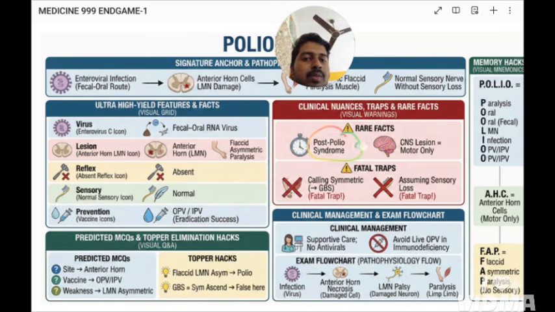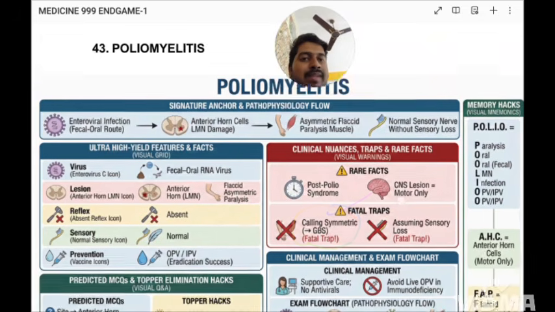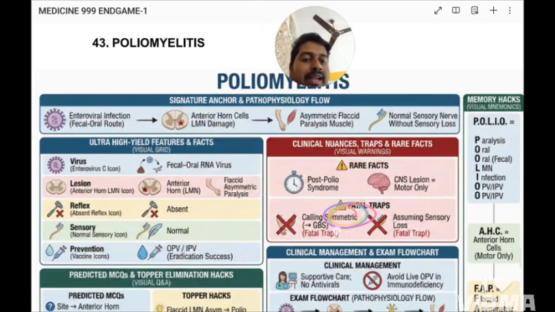Now there is something called post polio syndrome, which you should know about. And second is CNS lesion. There is only motor deficit. There is nothing else. So your most common differential diagnosis is GBS, because GBS is also ascending paralysis, but GBS is symmetric. Remember this, symmetric.